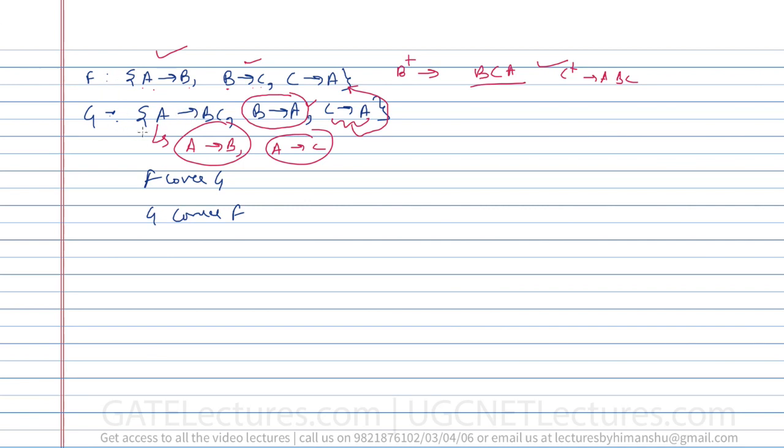In the same way, you can take examples where F covers G, because in case of F, even if you take A closure, then you can identify A, B, C, right? So here F covers G as well as G covers F, hence F and G are equivalent.